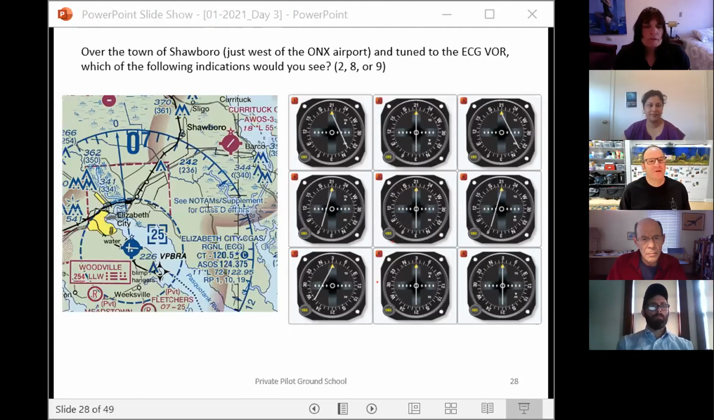Okay, all right, so we're over the town of Shawborough. I think this one meets your standards. The right answer is marked on the next slide. We're over Shawborough, and it's a little bit hard to read. But what radial from the VOR are we on? Let's see what people have to say.